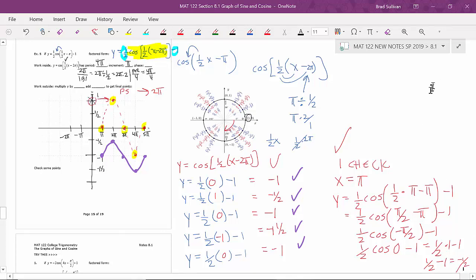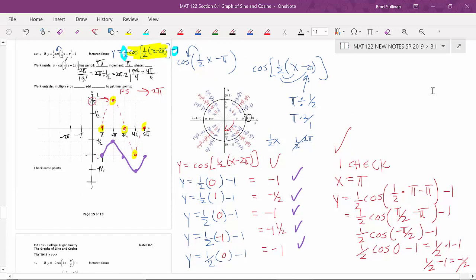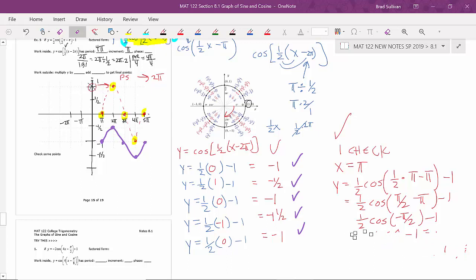Did I do that right? I was doing that so fast, I may not have been paying attention there. I did something really stupid. Let me fix this. The cosine of -pi over 2 is 0. So you just have 1/2 times 0 minus 1. That's -1. That matches what we did there.